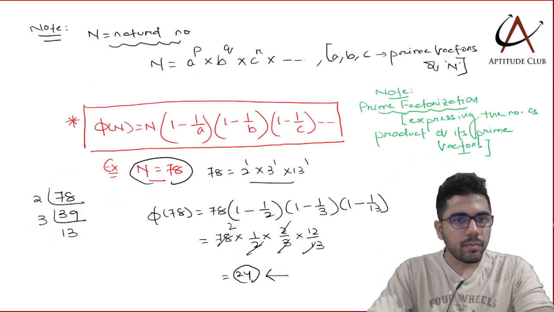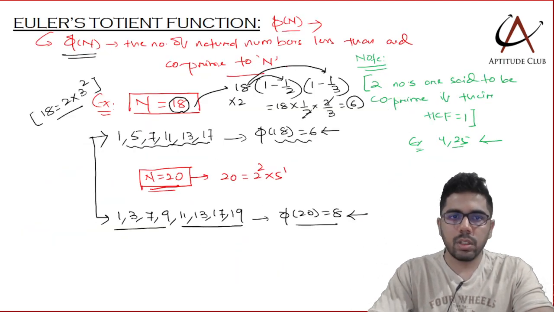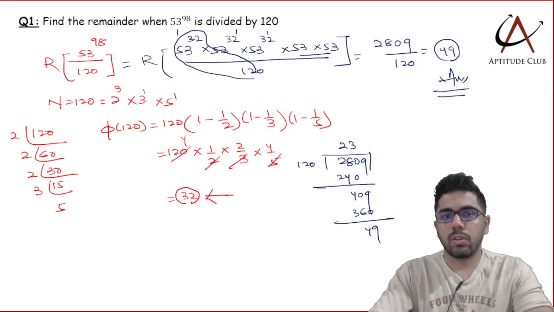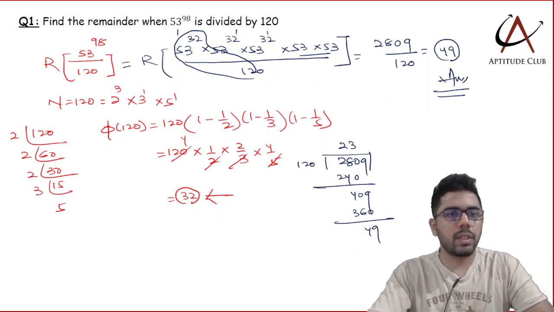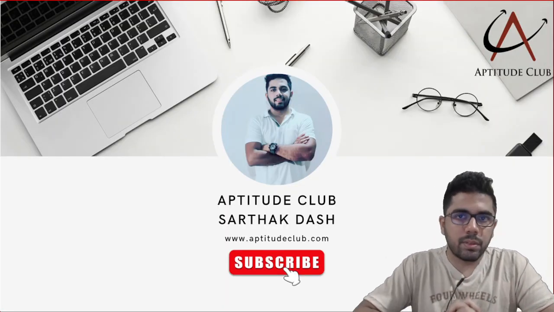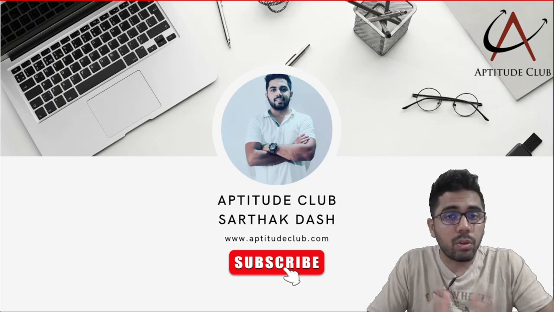ठीक है. So I hope all of you got an idea of what Euler's Totient function is and how the Euler's remainder theorem works. I explained you three very simple examples. So that is it from this session, and I hope all of you liked the class.